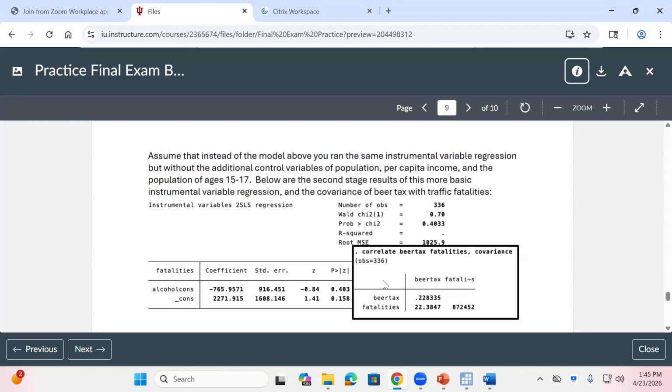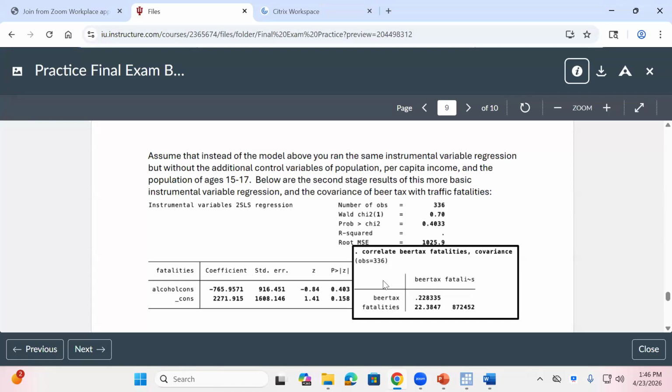So our second stage result, which should be our unbiased estimate, was, I'm sorry, I forgot the negative sign. It was negative 765. Now the covariance between beer tax and traffic fatalities is 22.4. Okay. So the only thing I didn't have was that covariance between our beer tax and alcohol consumption. So I could have instead given you a covariance matrix between this alcohol tax and alcohol consumption, and then you could have backed out what the covariance was of traffic fatalities and alcohol tax. Right?